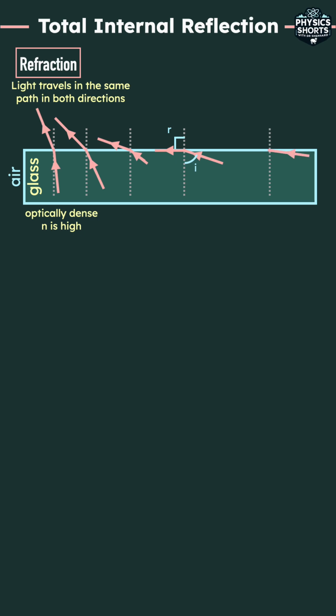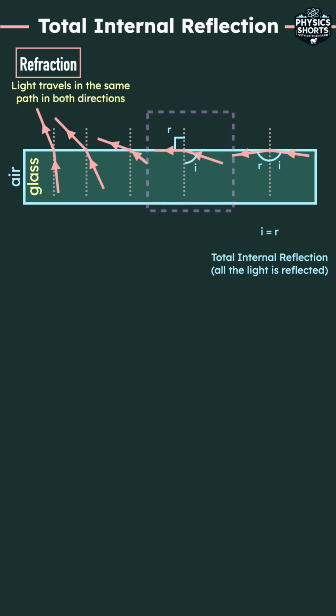The light reflects. Not just along here near the surface, no. We know the rule for reflection, I equals R. So we get all the light reflecting, we get total internal reflection. Now this position here was the pivot, the turning point, the critical angle.